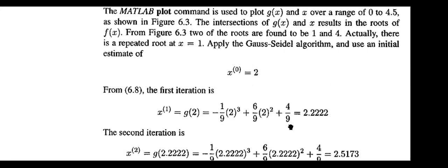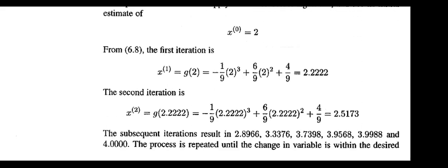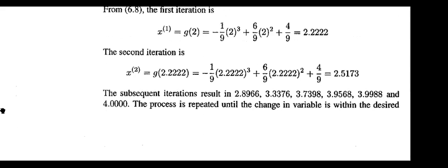So first iteration 2.22, it's okay. Second iteration 2.51, right? Third iteration it will be 2.89 if you have got that. 3.999, okay, that is for 1, 2, 3, 4, 5, 6, 7 iterations you can get that, but at the 8th iteration you can generate the ultimate result. So this is the methodology to generate iterative solution for nonlinear equation using Gauss-Seidel method.